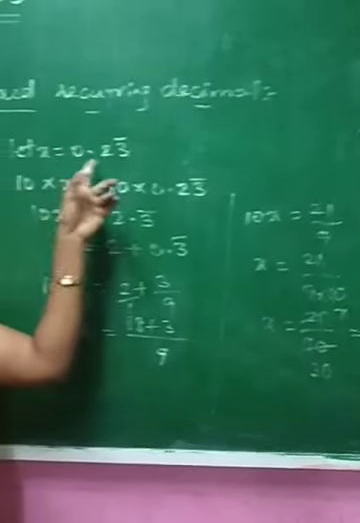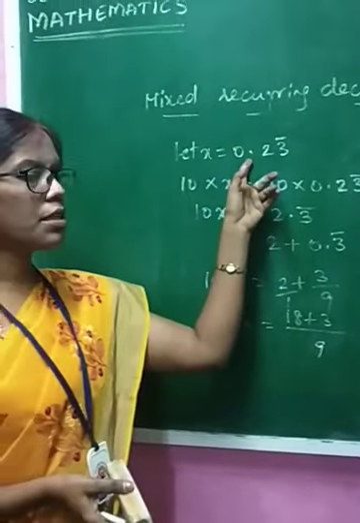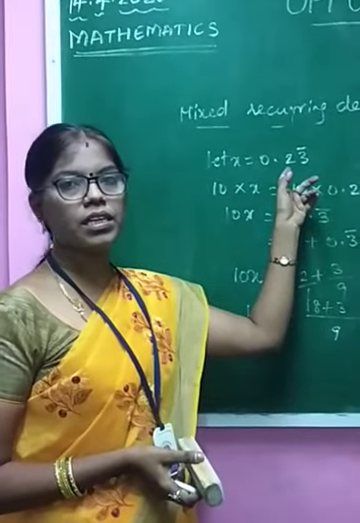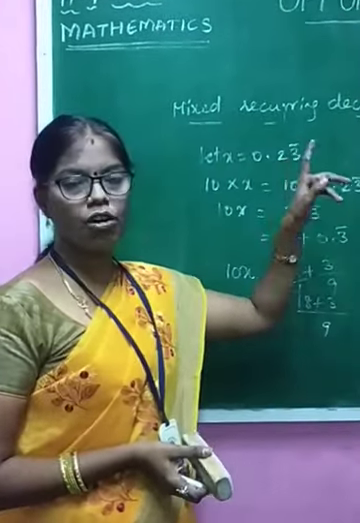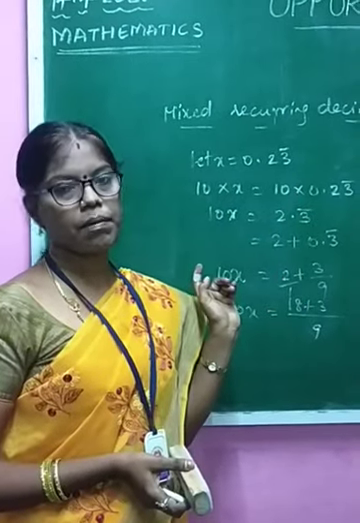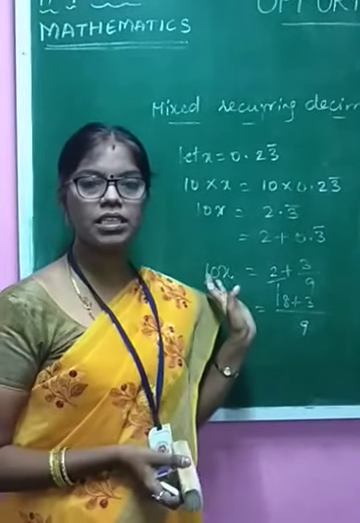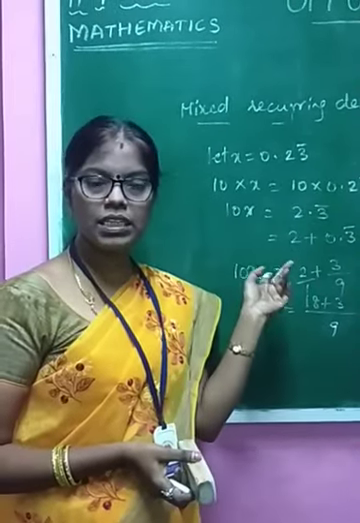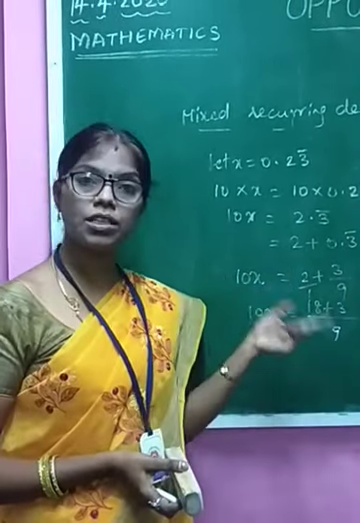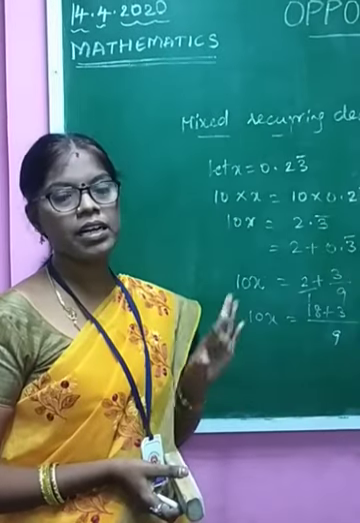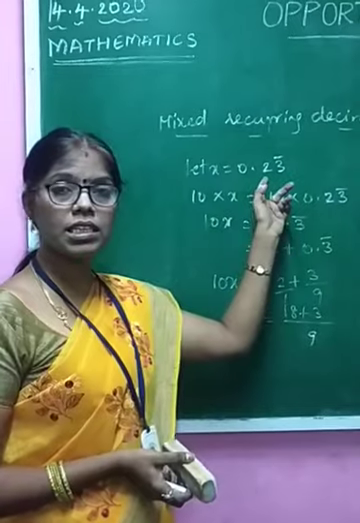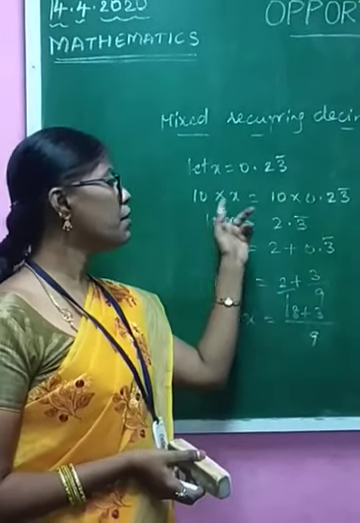What is that? As I told you, after the decimal point, we have to see how many digits are in the recurring part and how many digits are in the non-recurring part. First we have to see how many digits are in the non-recurring part. If it is 1 digit, we will multiply with 10. If it is 2 digits, we will multiply with 100. If 3 digits, with 1000. So now here only 1 digit is in the non-recurring part. So I am multiplying with 10.